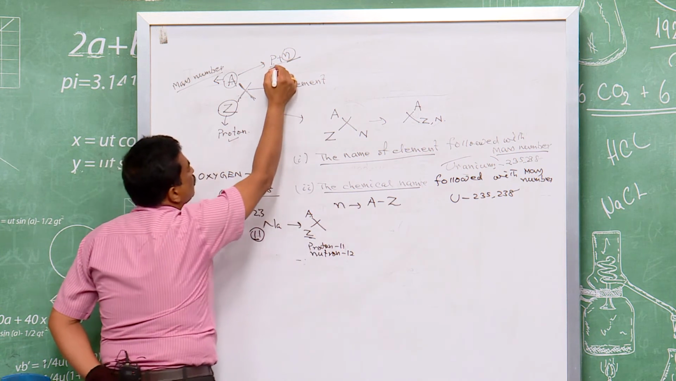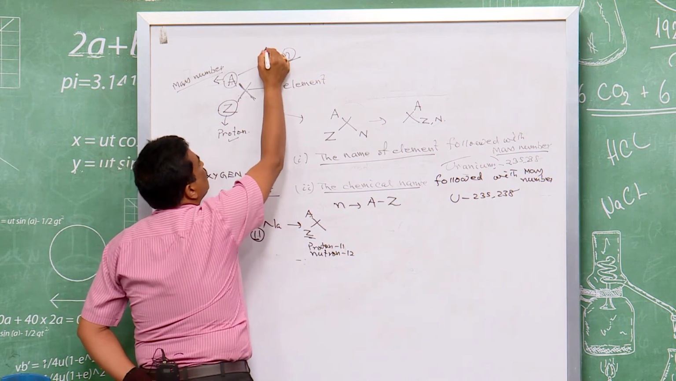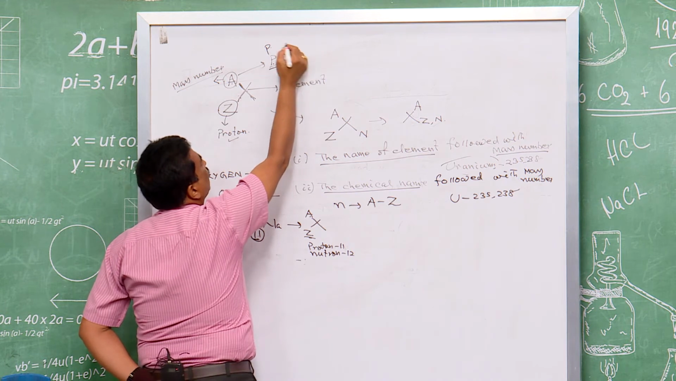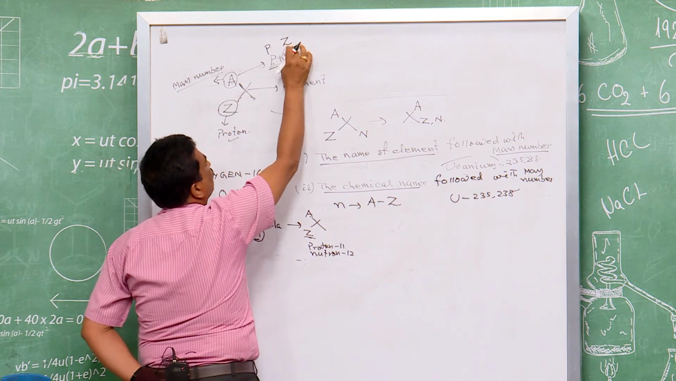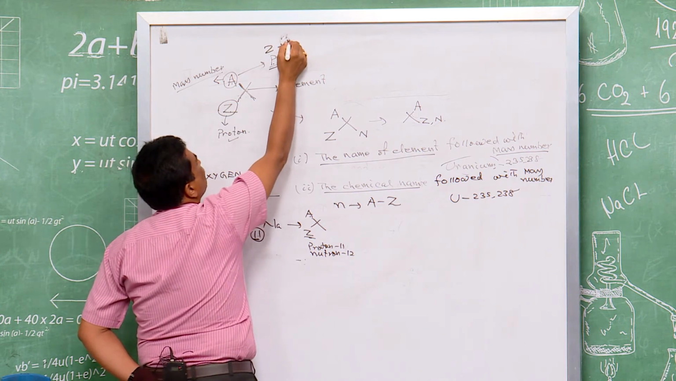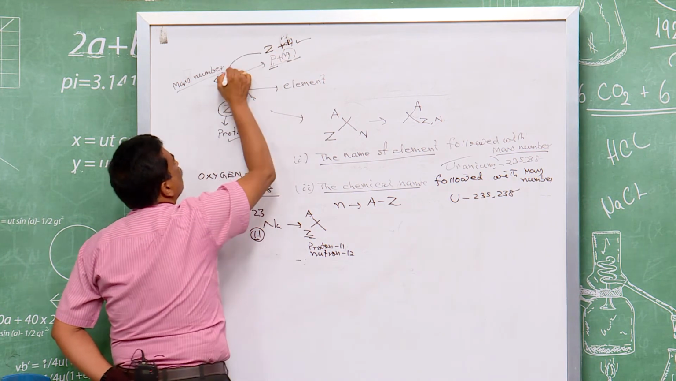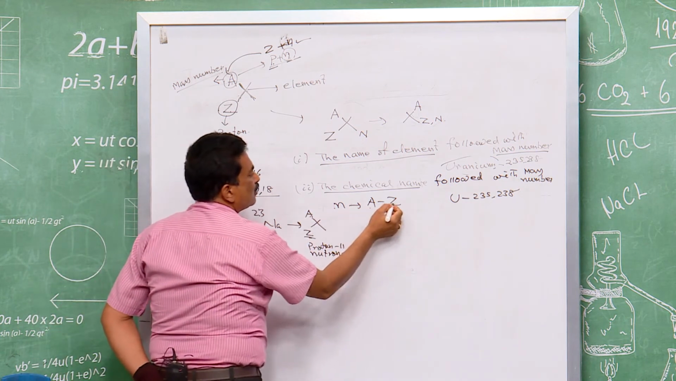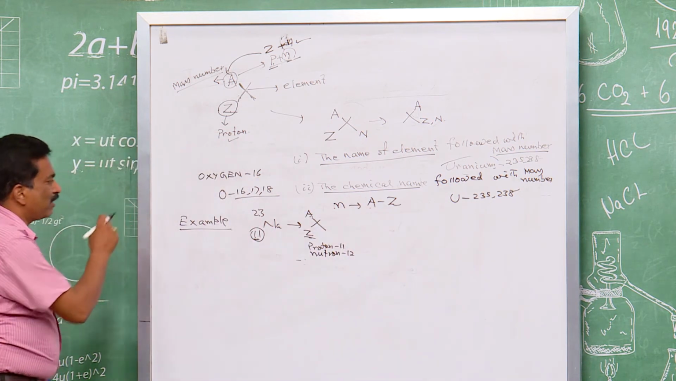So, what is P? P is the proton and N is the neutron. The proton number is Z and this is N. So, N is equal to A minus Z. This is one of the examples.